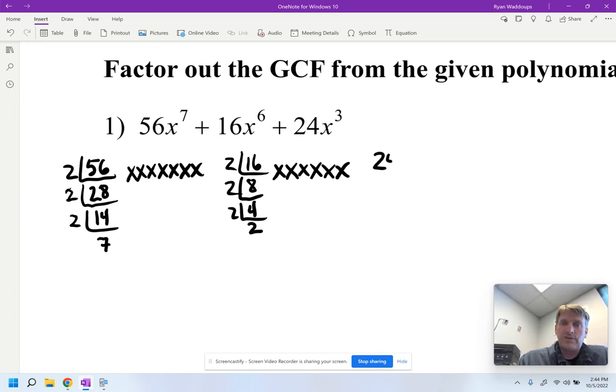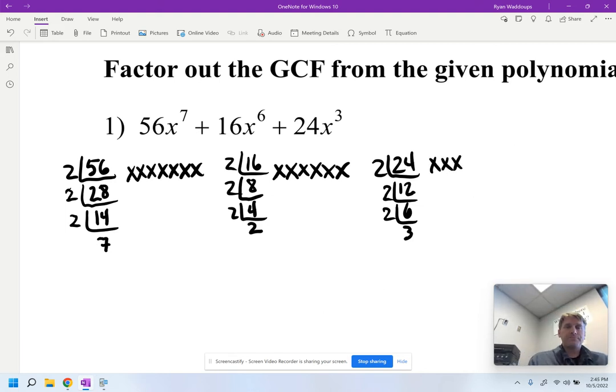And then I've got 24. Give myself a little more space. 24, 2 into 24, 12. 2 into 12, 6. 2 into 6, 3. And 3 is prime, so I'm done. And then x cubed is x times x times x. So we're looking for what they have in common.